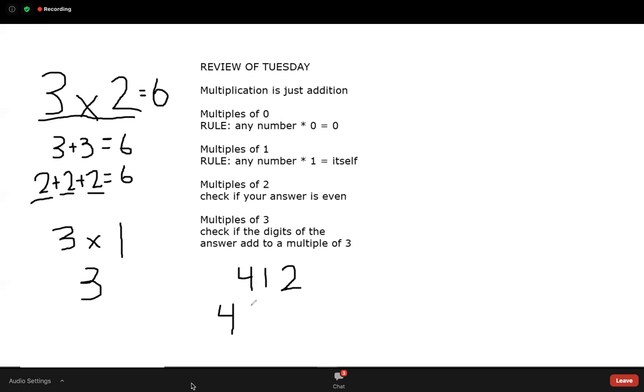So here's how we're going to check it. We're going to add these digits up together. Okay, Grisha, go ahead and ask your question in the chat so I can see it. So we're going to do 4 plus 1 plus 2. So 1 plus 2 is 3, and 4 plus 3 is 7. And 7 is not a multiple of 3. So 412 is also going to not be a multiple of 3.